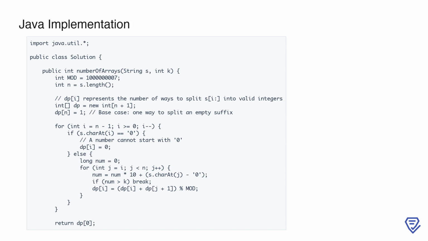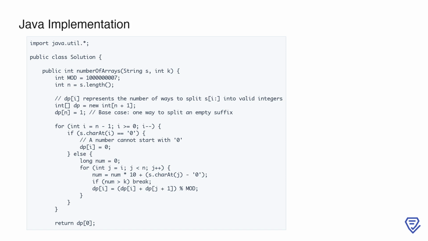Next, we determine the length of the string s and initialize a dynamic programming array, dp, of size n plus 1. This dp array will store the number of ways to split the substring starting from each index. The base case is set such that dp[n] equals 1, representing one way to split an empty suffix.